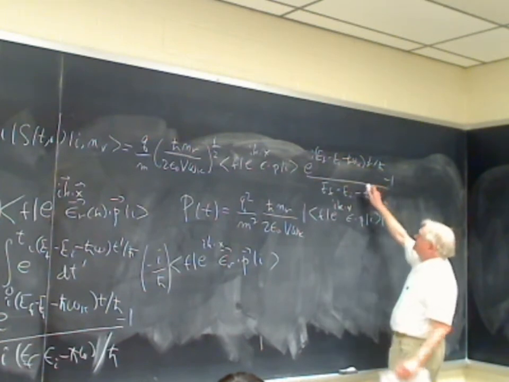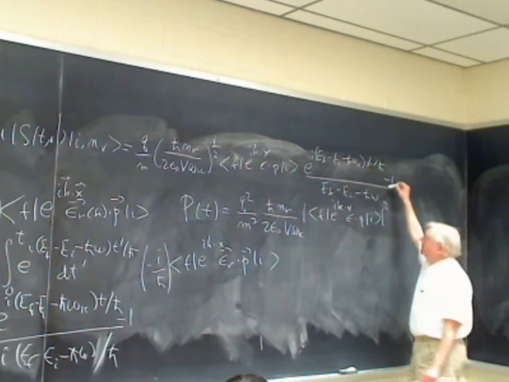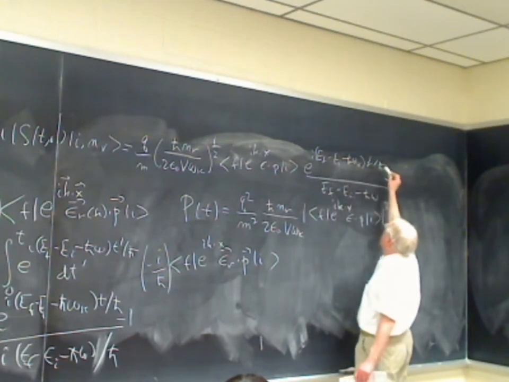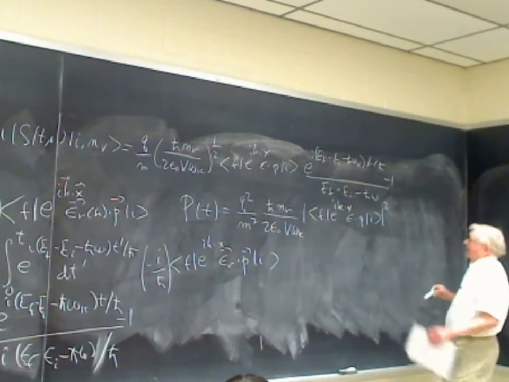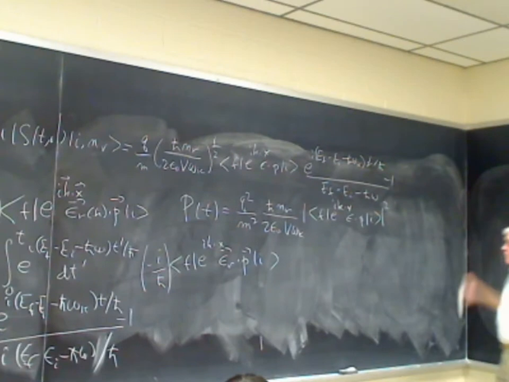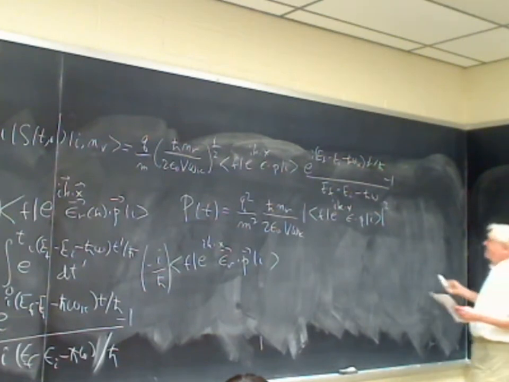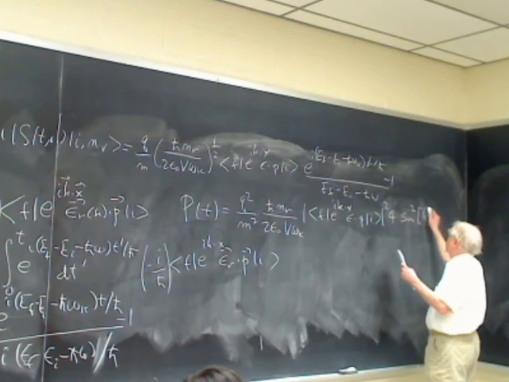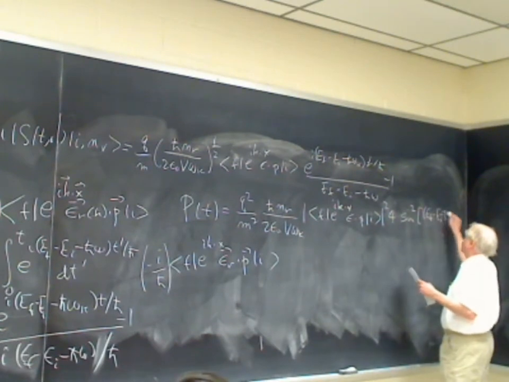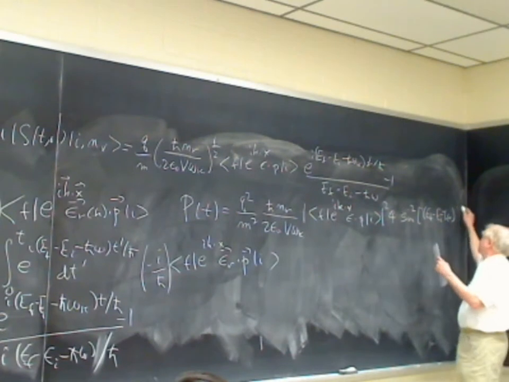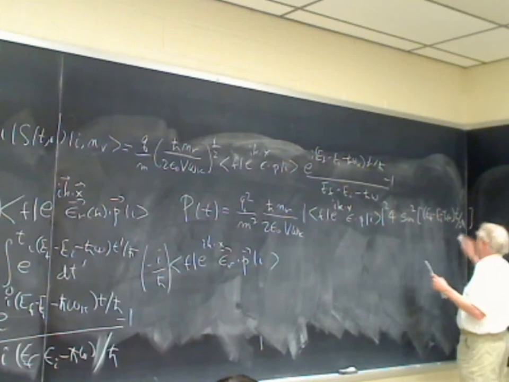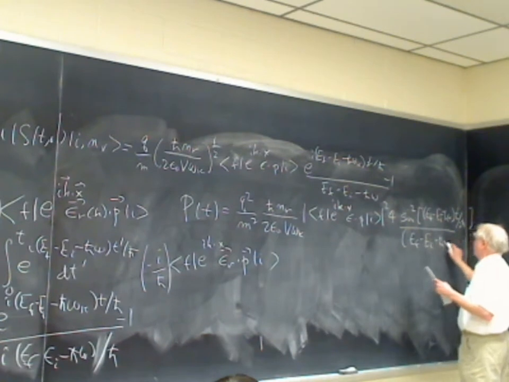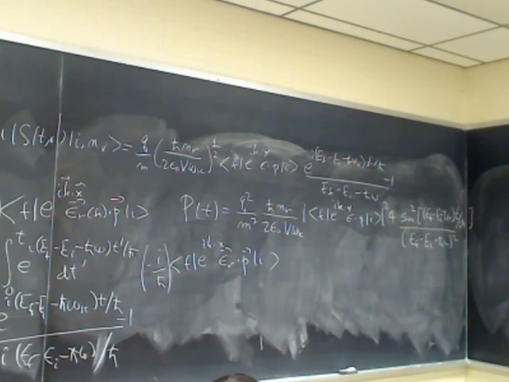Half the value squared. Now, what you do is the overall phase doesn't matter. You multiply by e to the minus i delta E t over 2 h bar, and that turns this thing into a sine, but it's not twice the sine, it's 2i times the sine. And so when you take the absolute value squared, you get 4 sine squared of (E_f minus E_i minus h bar omega) t over 2 h bar, and then in the denominator we have the difference in energies. Okay, so that's the probability.